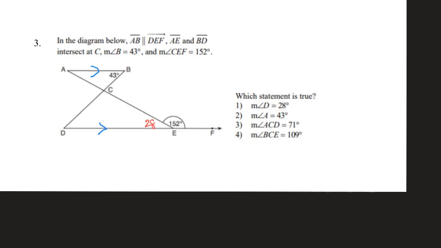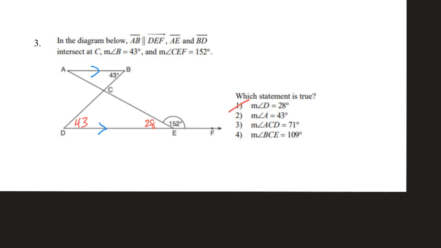And the measure of angle D, actually, we don't even need to do that because I know that AB and DE are parallel to each other and they are cut by this transversal right here, DCB. Now angle B up here and angle D, those are alternate interior angles, aren't they? So therefore, this guy, angle D, must be 43 degrees, which automatically eliminates choice number 1.